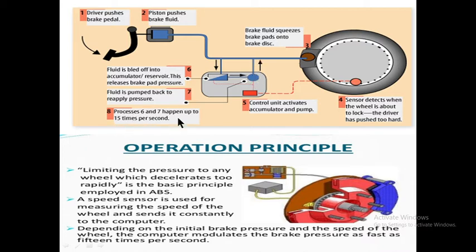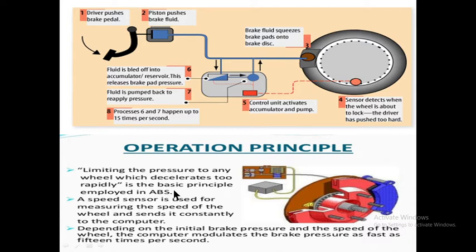Then steps 6 and 7 happen up to 15 times per second, which means it is a very quick process. It happens 15 times per second, meaning the locking is eliminated by applying a suitable pressure using this anti-lock braking system. Then the operating principle: limiting the pressure to any wheel which decelerates too rapidly is the basic principle employed in the anti-lock braking system.